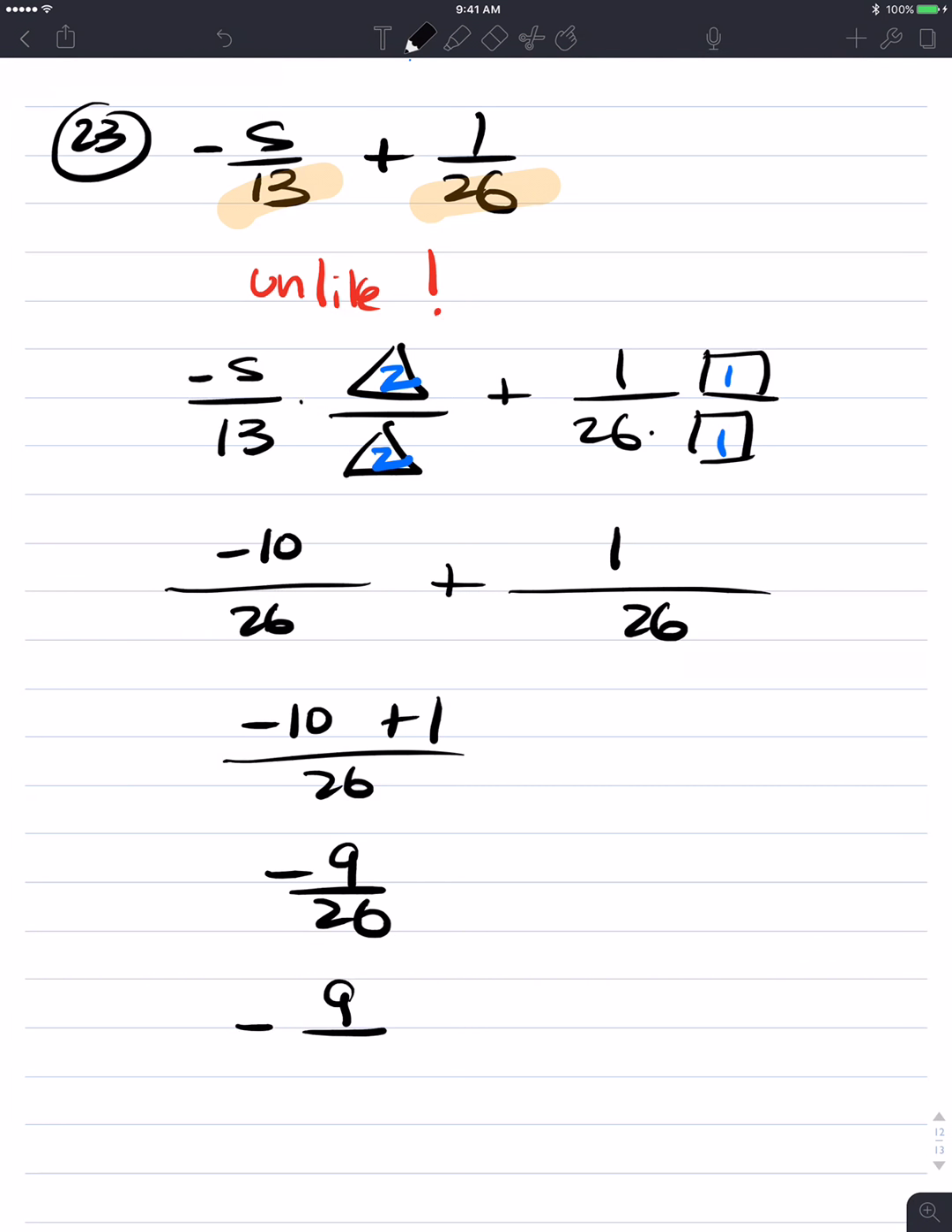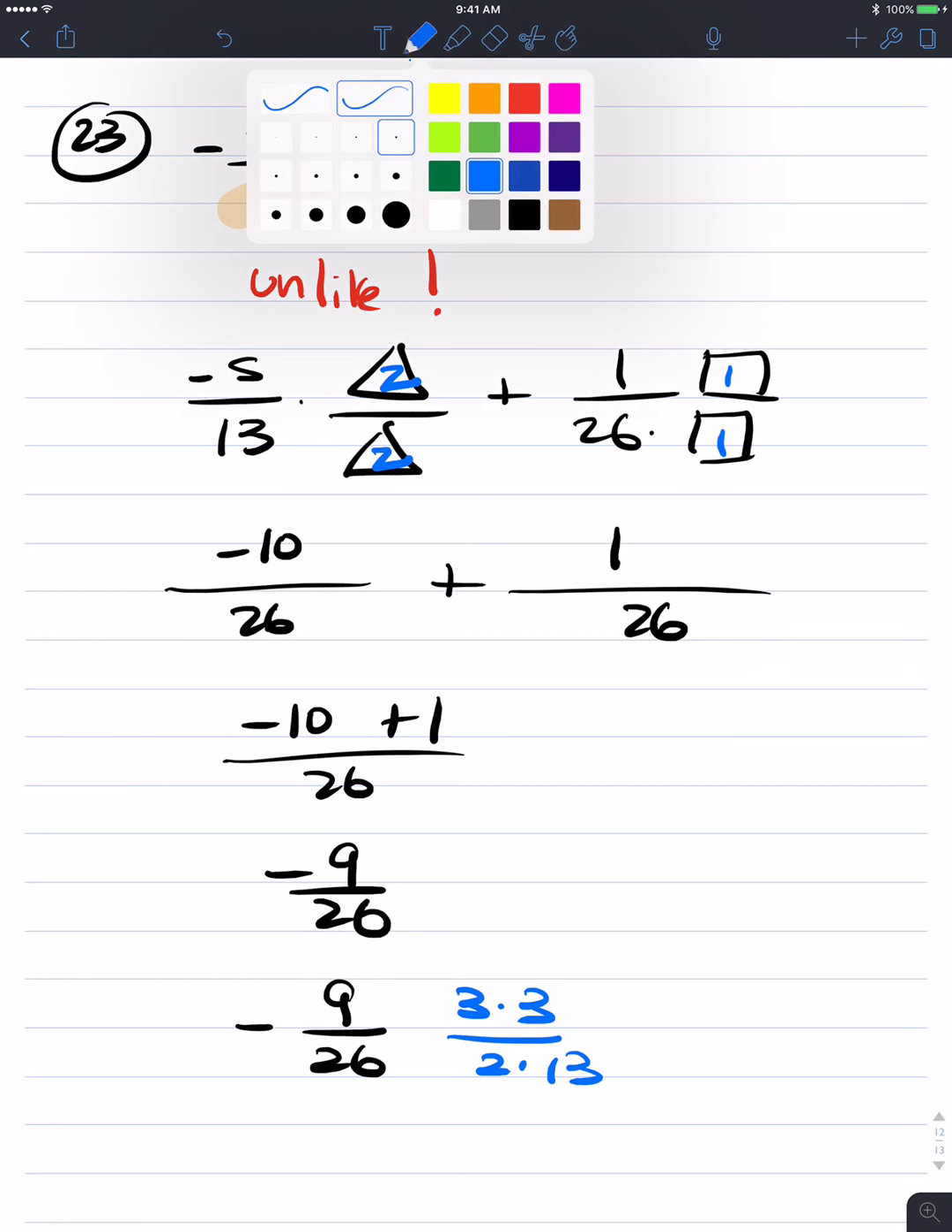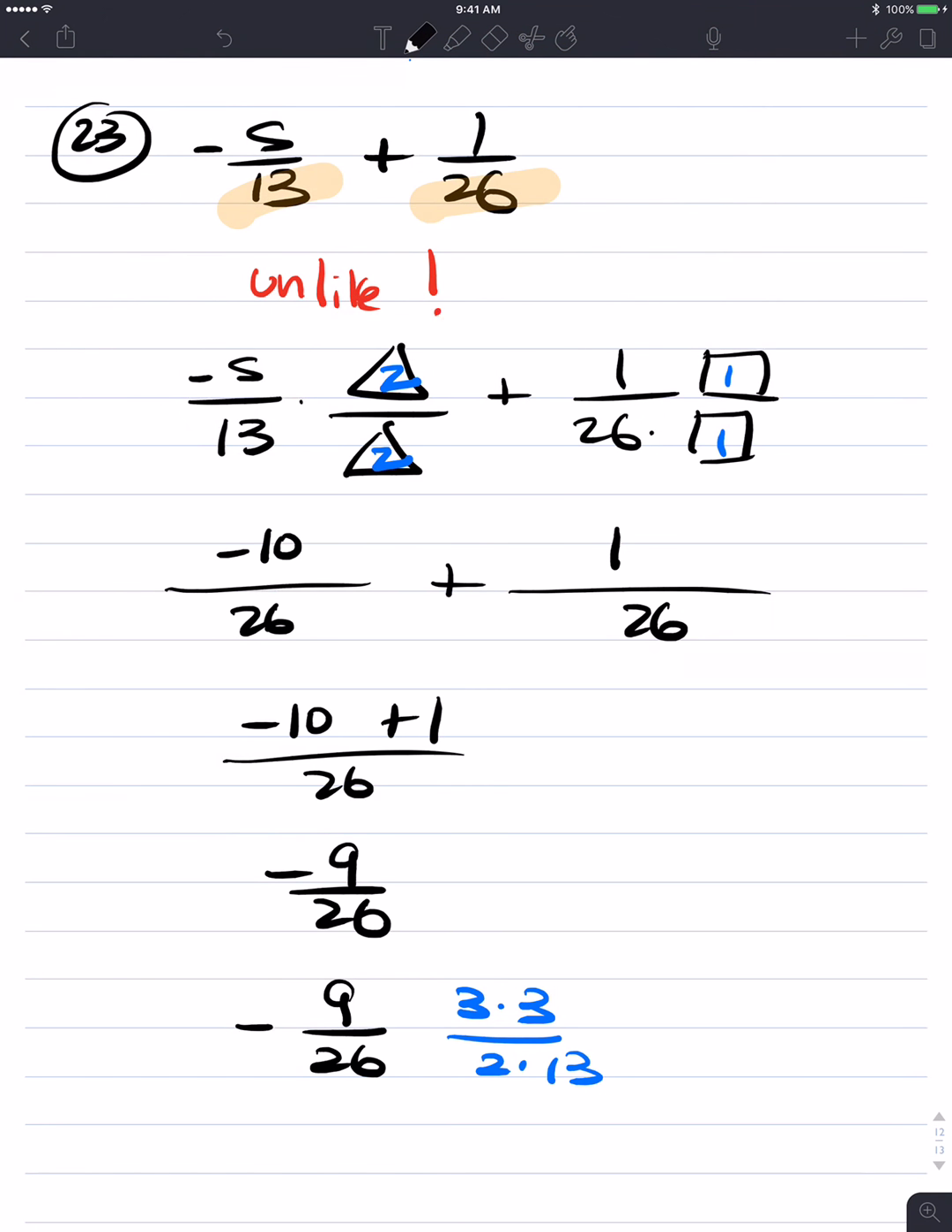Put your division sign at the same level. And notice, 9, since we want to break down our fractions or reduce them to lowest terms, can be written as 3 times 3. 26 is actually 2 times 13. Notice that nothing cancels. This means we're done. Negative 9 over 26. Number 25.